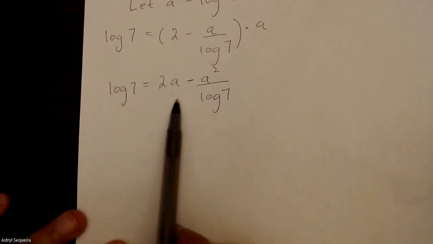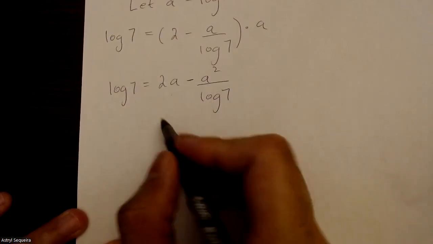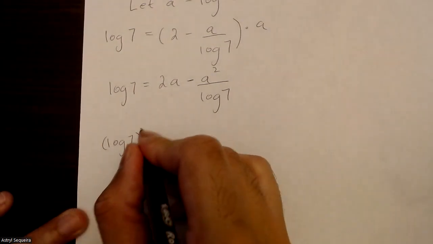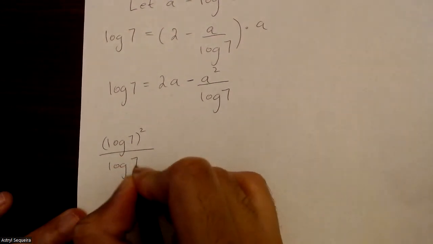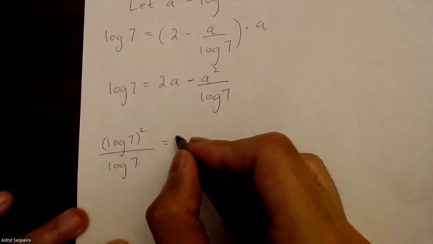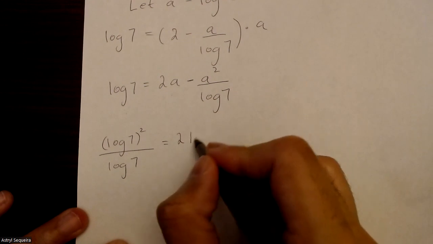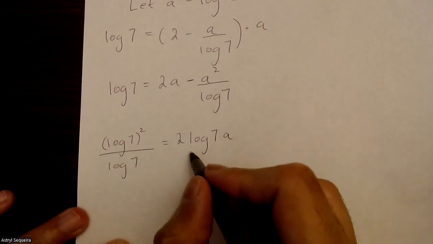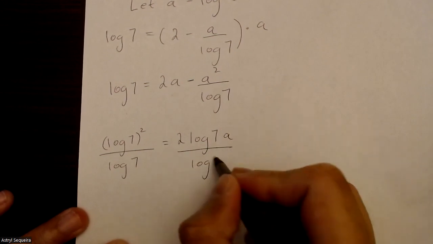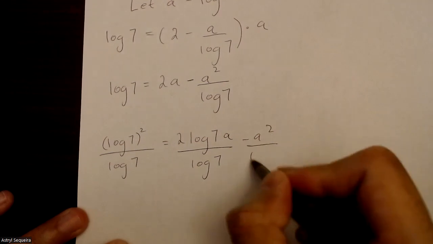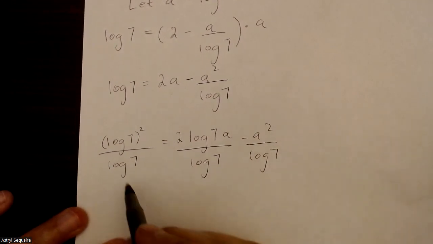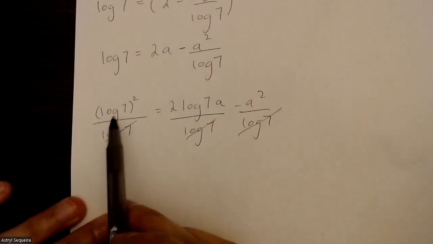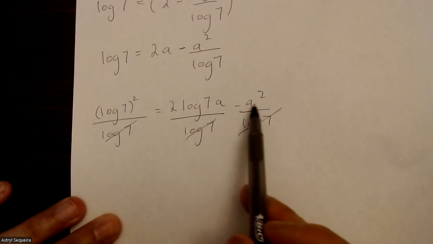I'm going to start by making a common denominator everywhere. So I'll multiply the top and bottom here by log 7. So I have (log 7) squared divided by log 7 equals 2 log 7 a over log 7 minus a squared over log 7. Can just cancel off the denominators, common denominator everywhere. So I just have (log 7) squared equals 2 log 7 a minus a squared.